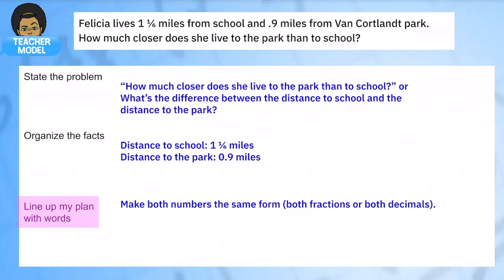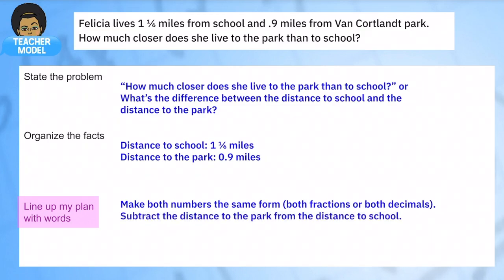I want to make sure that both of them have the same form. Either they're both fractions or they're both decimals, which means I'm going to have to change one of them. Is it easier to change 1/6 to a decimal, or is it easier to change 9/10 to a fraction? I'm going to decide to change 9/10 to a fraction and add. And you may think, why? Well, I can change 1 1/6 to a decimal, but it's not going to be a terminating decimal. It's going to be a number that repeats. So I'd rather be super accurate and have them both written as fractions.